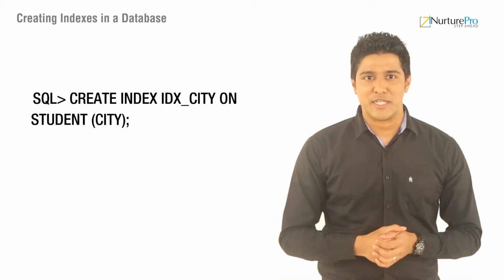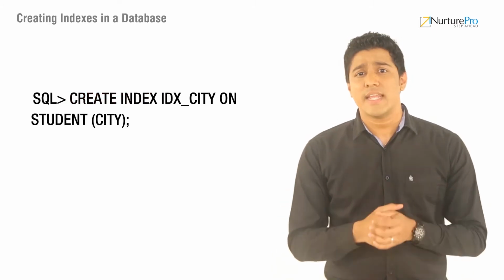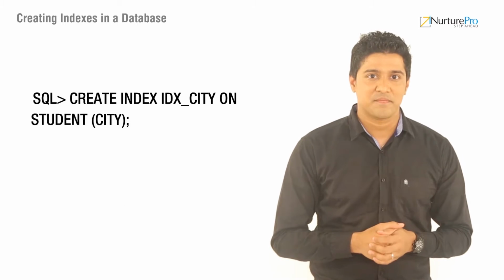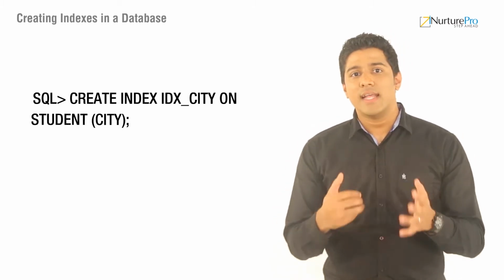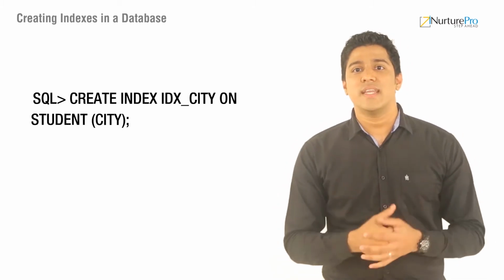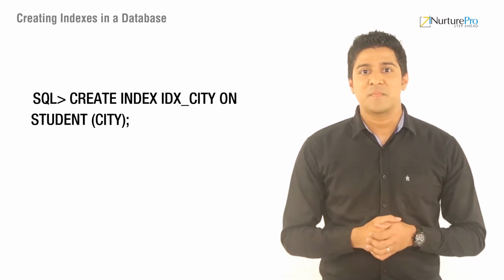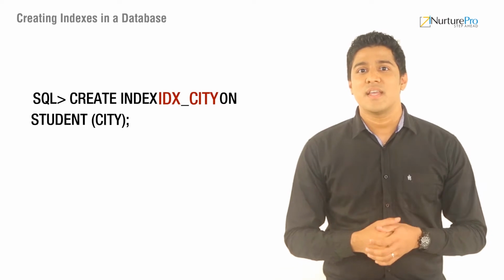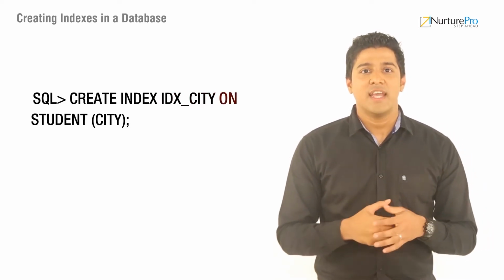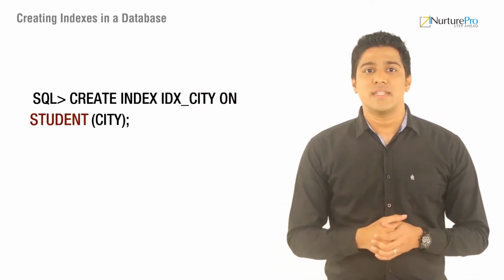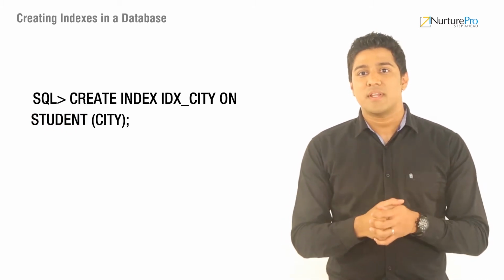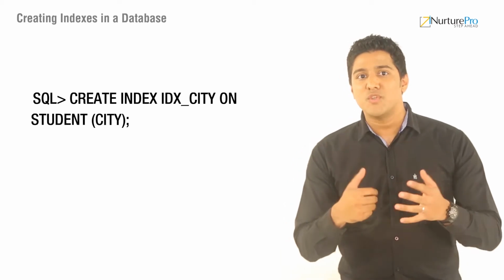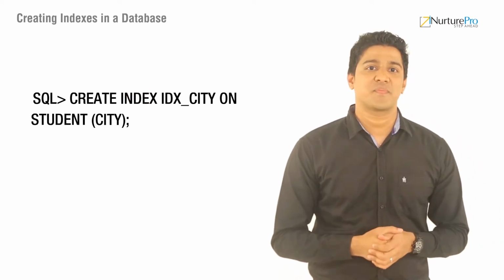So let us index our table. To create an index for student table, use the query shown on screen. Create index and the name of the index. Here we are creating index on column city. So let us take the index name as IDX_city. Then on the name of the table student, and then in parenthesis, we are mentioning the name of the column for which you have to create index.